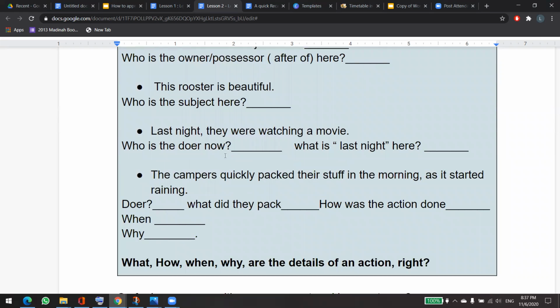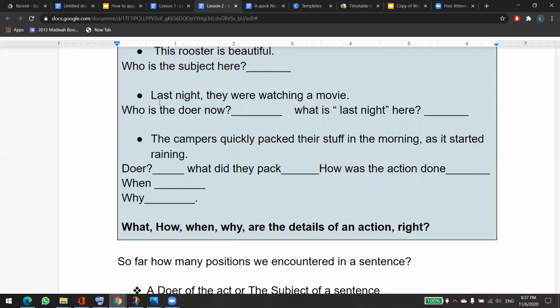Now, this rooster is beautiful. This is a simple sentence. Do you find a fi'l here? No, you don't find a fi'l here. So the doer is not there. But this sentence is about something. So this sentence is about the rooster. So rooster is the subject here.